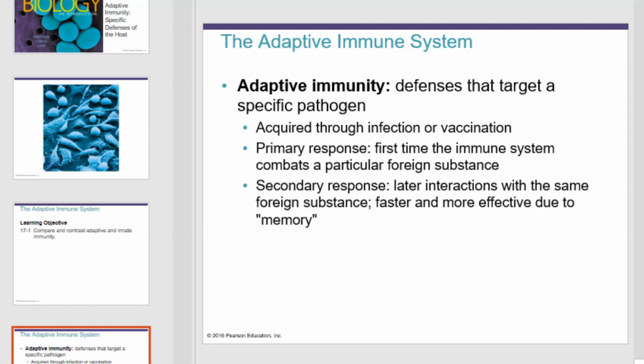response. The primary response is the response that we get the first time the immune system combats a particular foreign substance. The secondary response is a response that occurs to later interactions with the same foreign substance. The primary response is often slow, but can also develop memory that will make a secondary response faster and more effective.